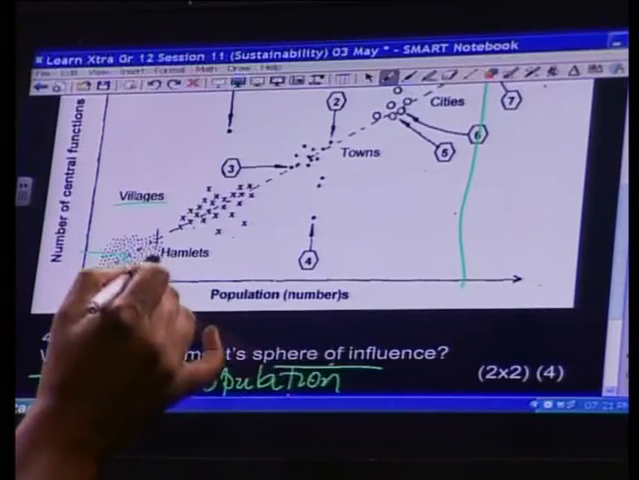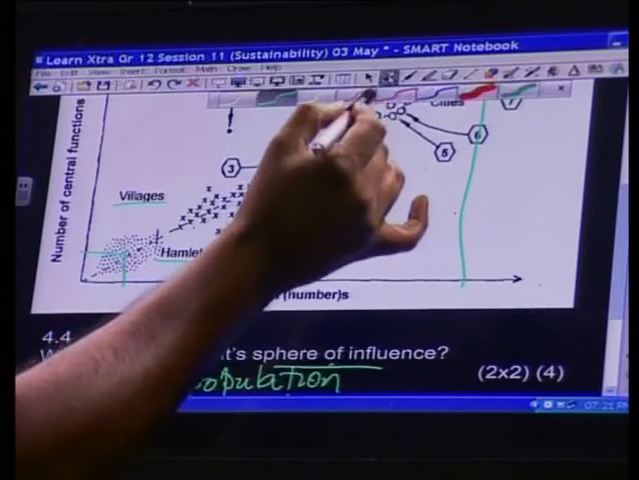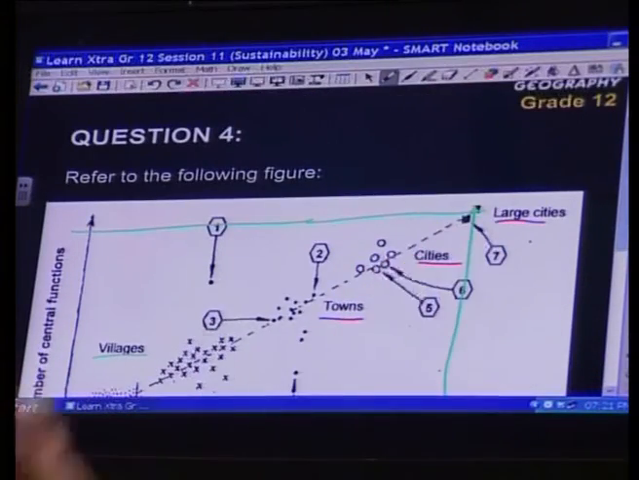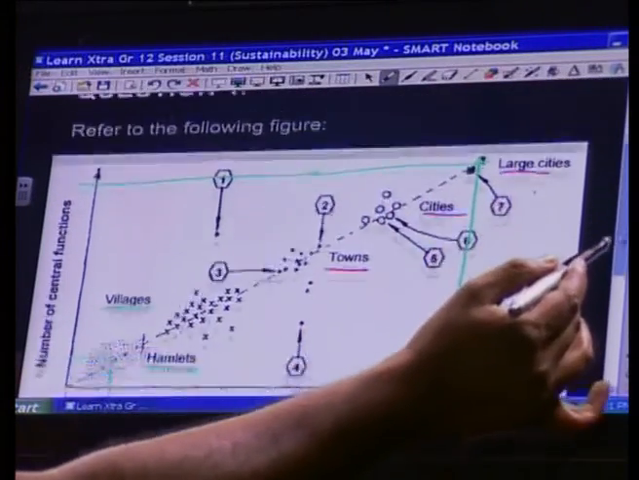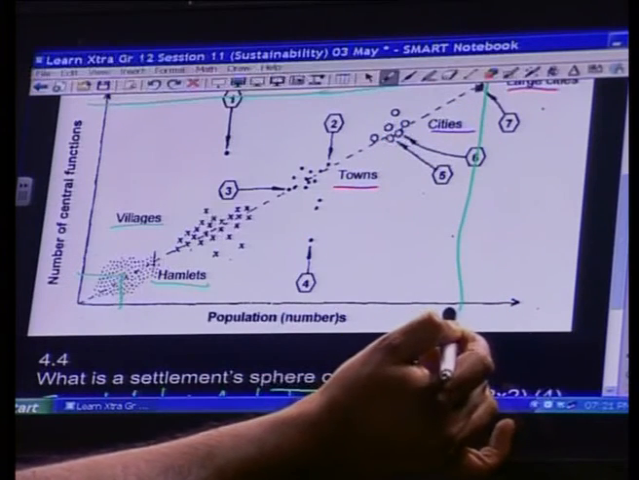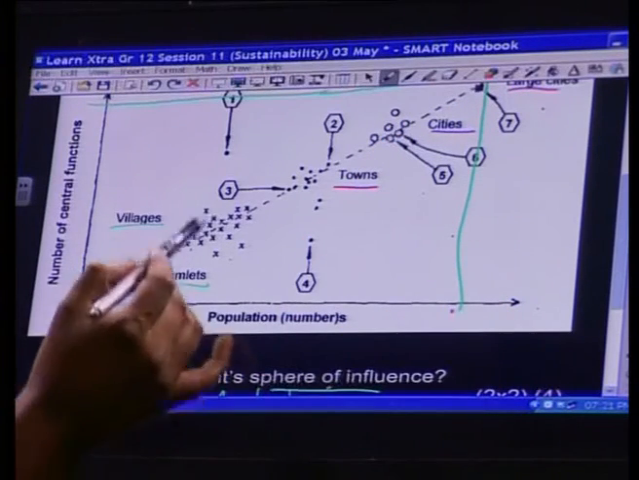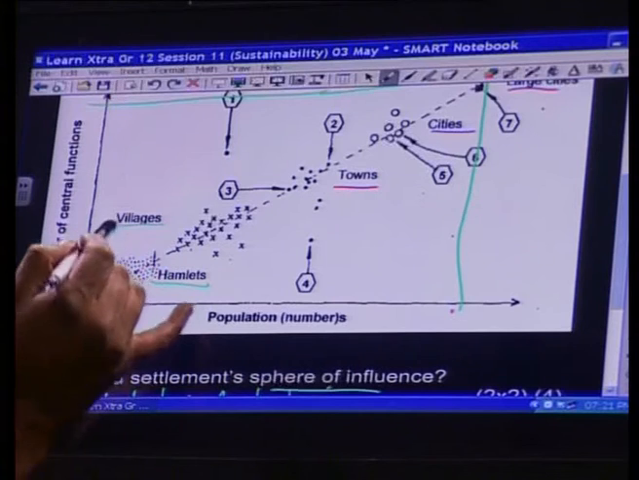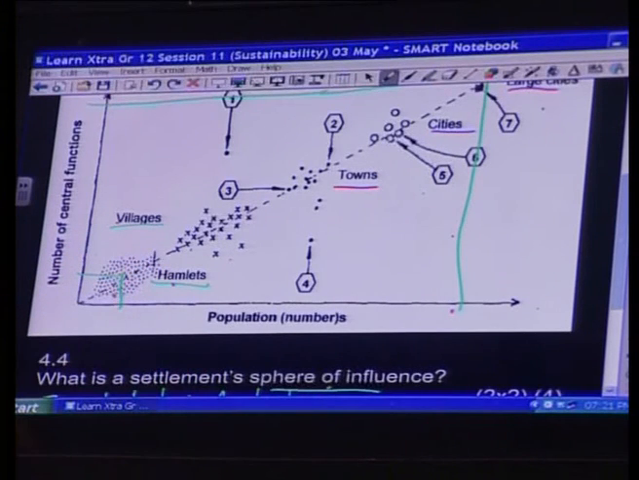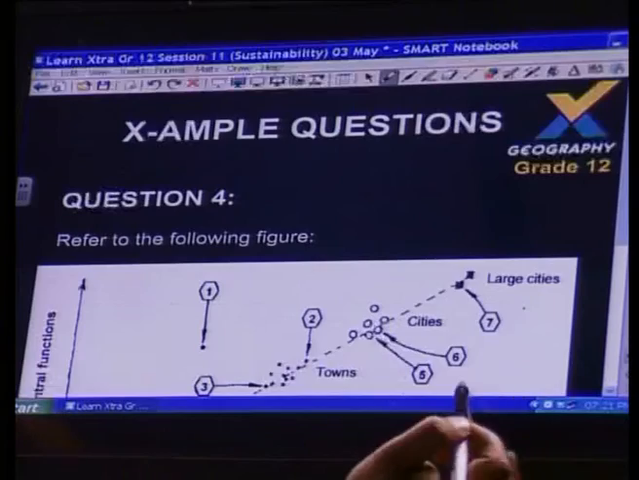Generally, your sphere of influence in rural settlements are much smaller than your urban settlements, example, towns and cities and larger cities. These urban settlements occupy larger sphere of influences and therefore have higher populations, whereas your sphere of influence in rural settlements, example, villages and hamlets, are much smaller due to the smaller populations. Moving on to the next question.